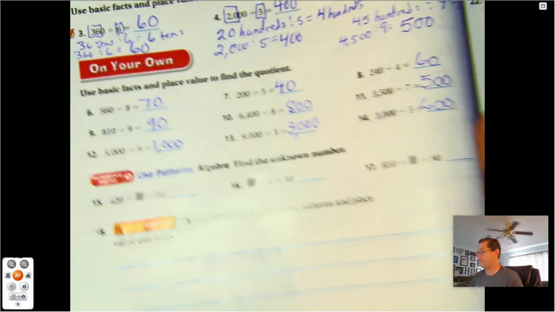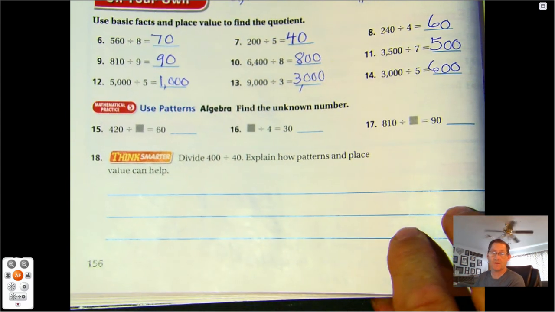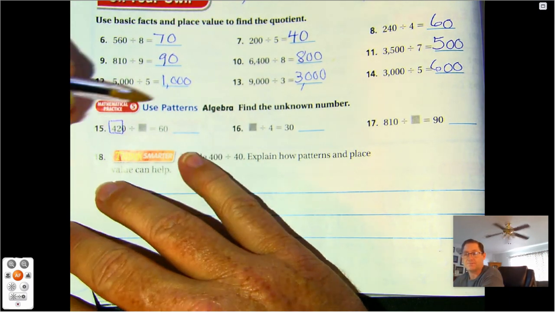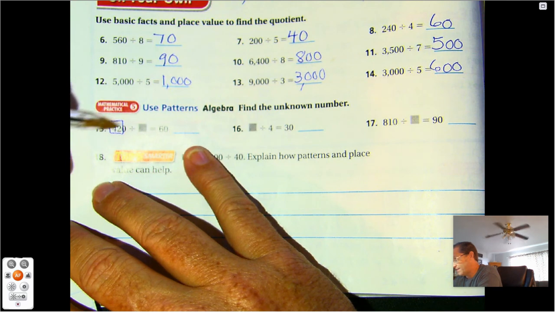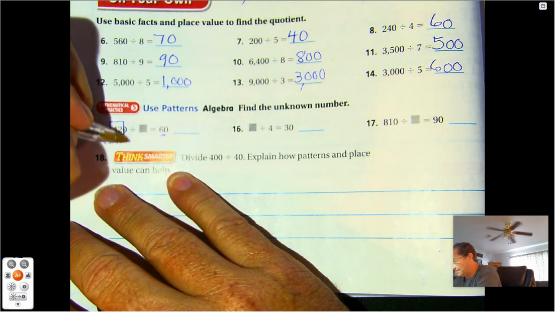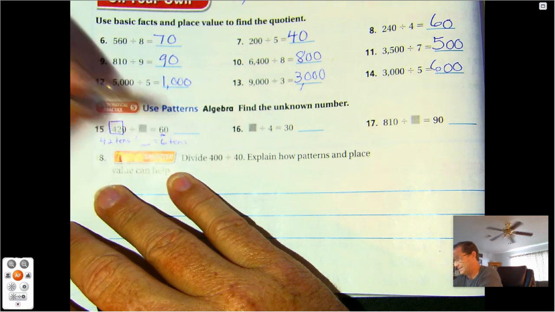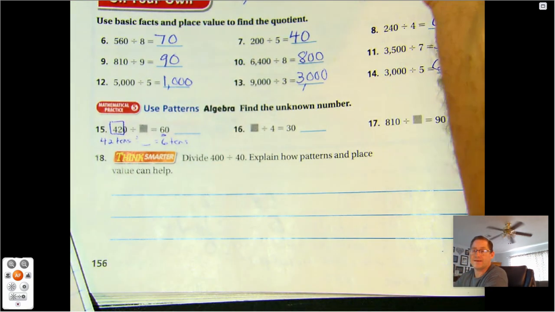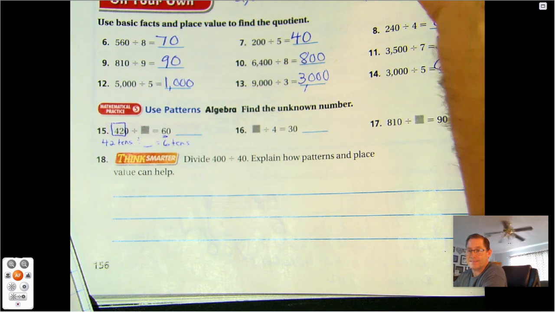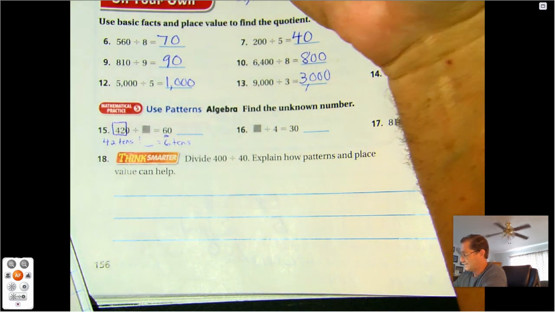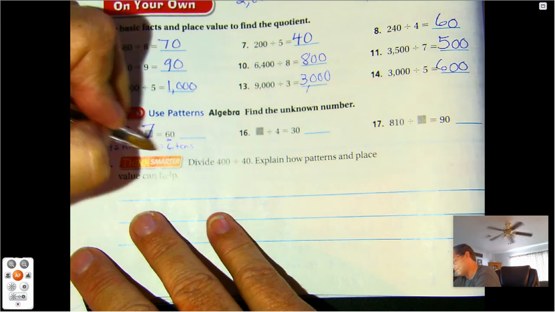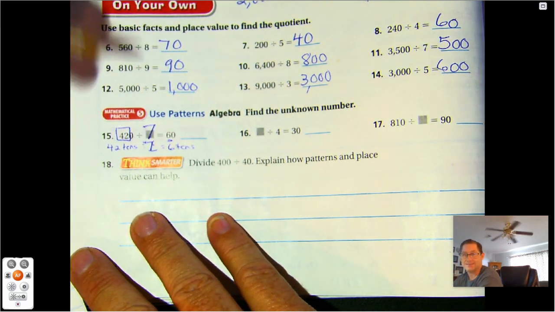Okay. 15. Use patterns. If we go back to what we've been doing, we've been trying to identify the basic math fact, right? And so 42 divided by something will give me 6 tens. So 42 tens divided by what gives me 6 tens? Well, if I didn't know that, I can count by sixes, right? Because one of the factors is 6. 6, 12, 18, 24, 30, 36, 42, 7. So the missing number has to be 7. 42 divided by 7 is 6 tens. So my answer is 7.